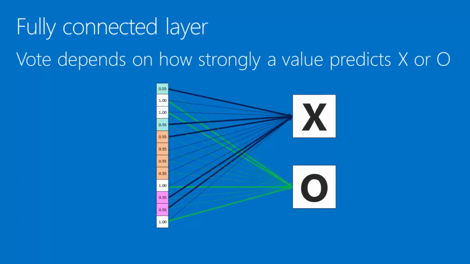Similarly, when we feed in a picture of an O to our convolutional neural network, there are certain values here at the end that tend to be very high and tend to predict strongly when we're going to have an O at the end. So they get a lot of weight, a strong vote, for the O category.